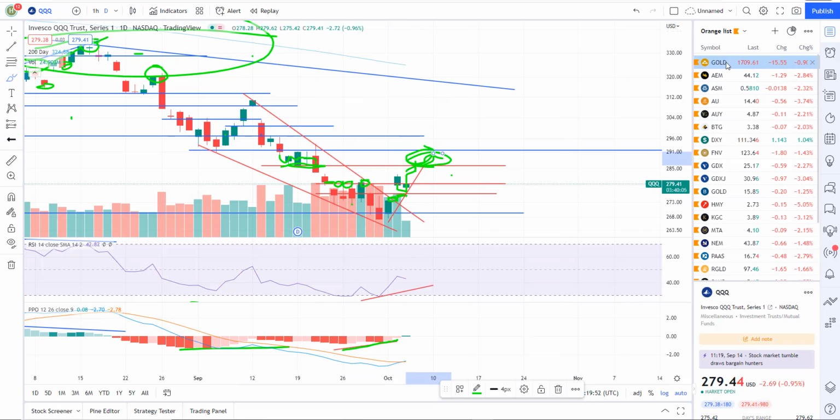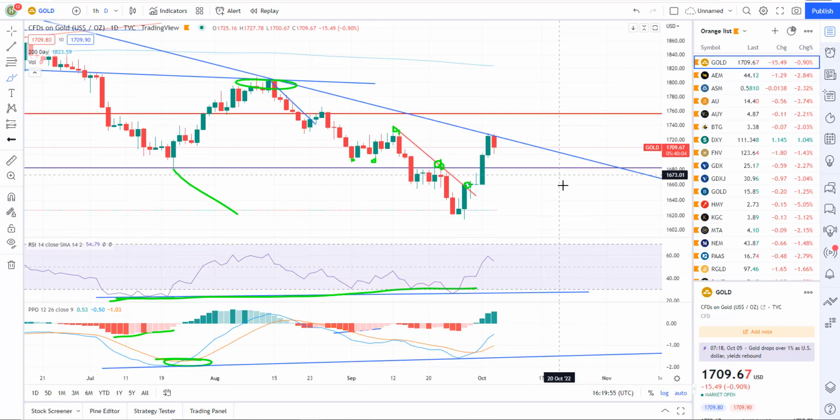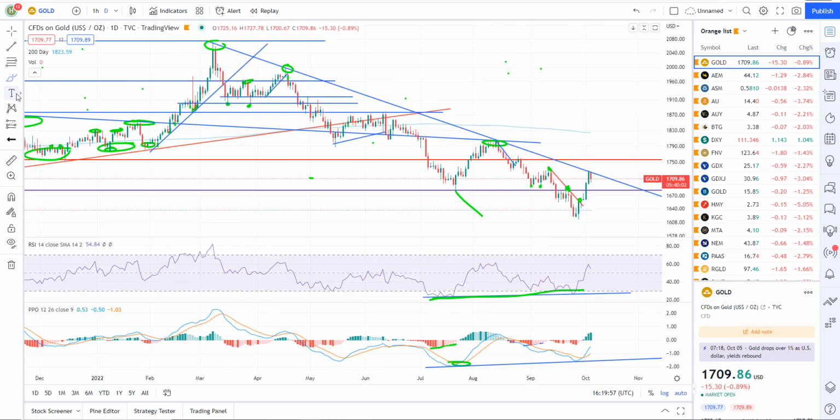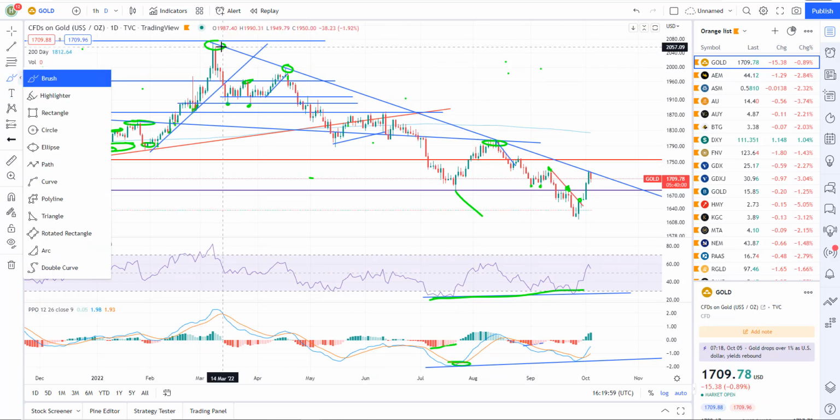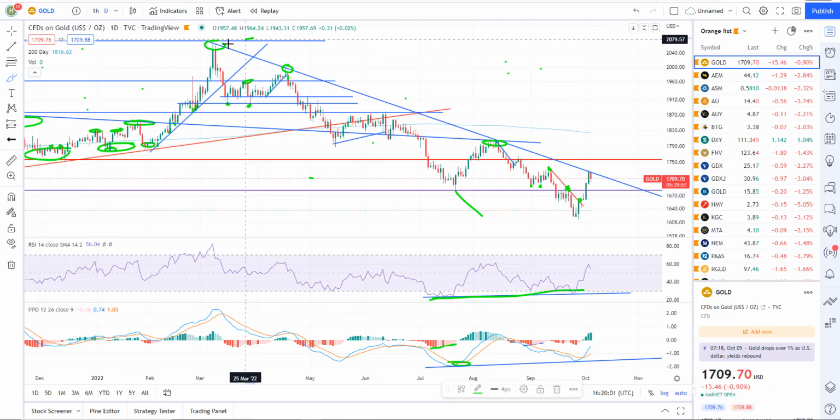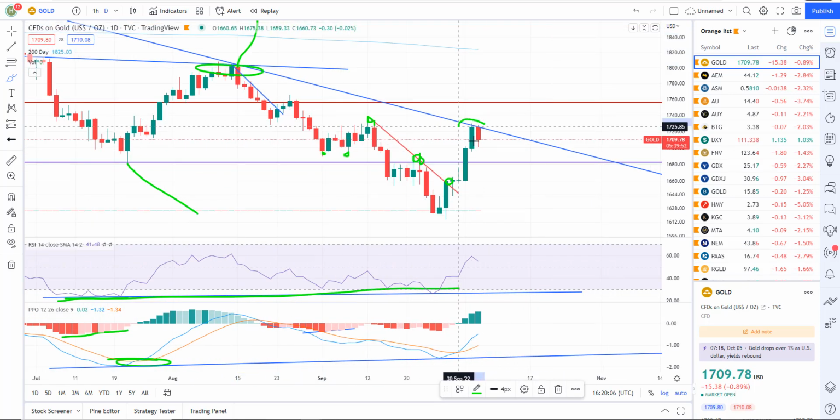Now, let's look at gold real quick. So gold, and I talked about this yesterday. Gold is in a downtrend on this daily chart. We've got resistance right here. Yesterday we ran right into that resistance, and today we're getting that pullback.